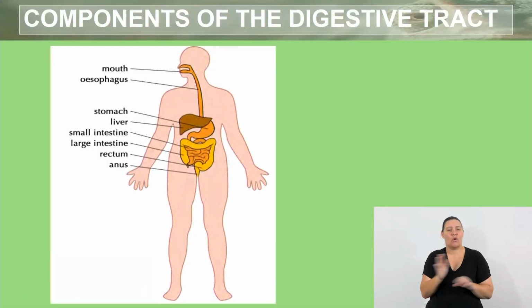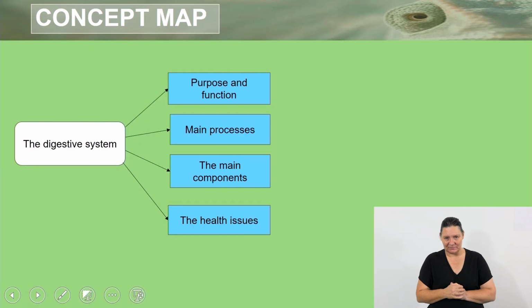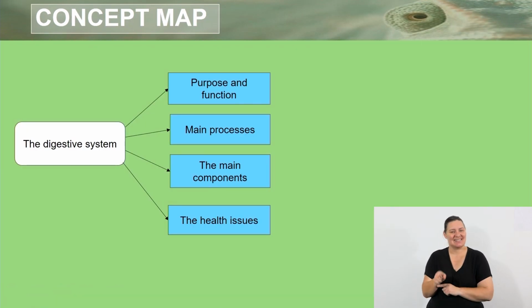Now, this is a picture that shows the whole digestive system, starting from the mouth over here, the esophagus going down, we have our stomach, our small intestine, and then our large intestine, we have our rectum, and the anus, which allows the passing out of the food. So we are going to look at the last part of this lesson, which is the health issues that are related to the digestive system.